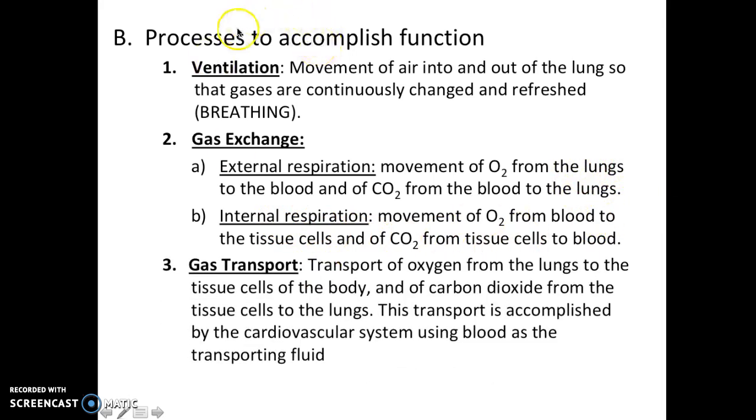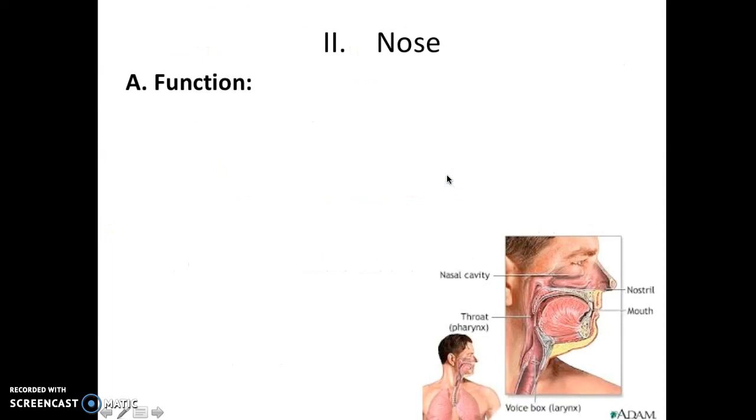And the third process, so there are three processes: ventilation, which is just breathing; gas exchange, which is the specific gas exchange between either the lungs or tissues; and then gas transport, so how it's moving from the tissues to your lungs and then out of the body. So we're looking closer at your hemoglobin and how it's moving through the body. These processes will go much more in depth next week, but this is just a quick summary. Okay, so let's get into the structures and their functions.